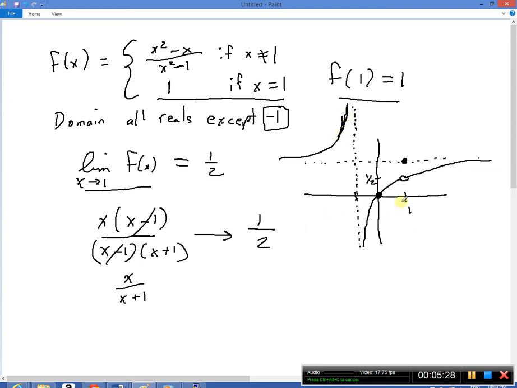The important thing for us right now is the discontinuity at 1 is a removable discontinuity, because we could redefine f of 1 to be 1/2, and then this function would be perfectly continuous, except of course where it blows up at -1. Okay, so that's problem number 1.